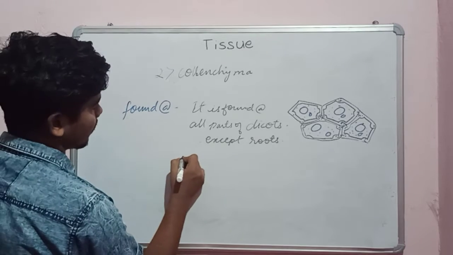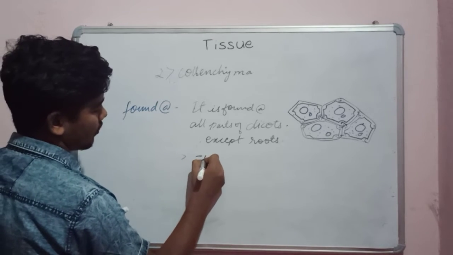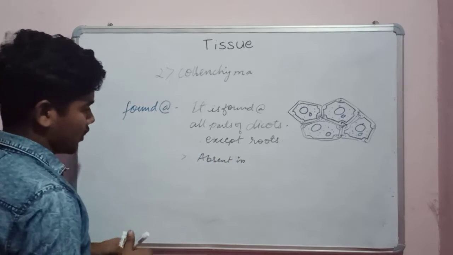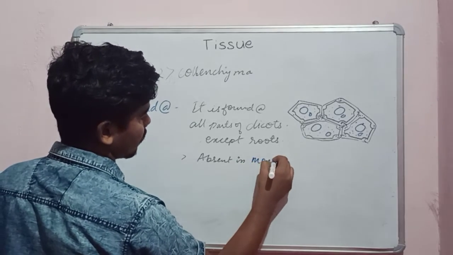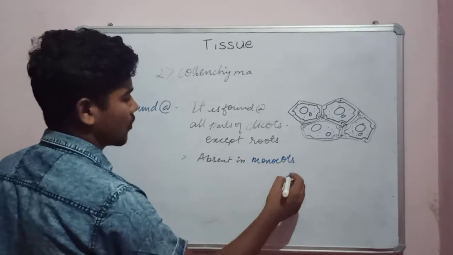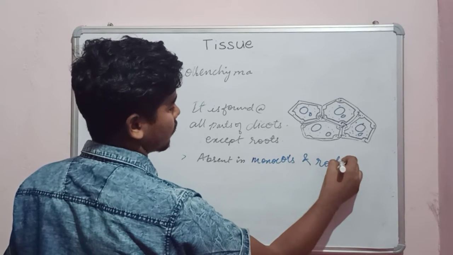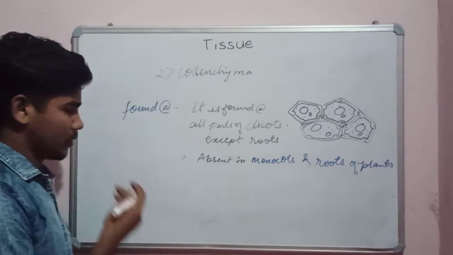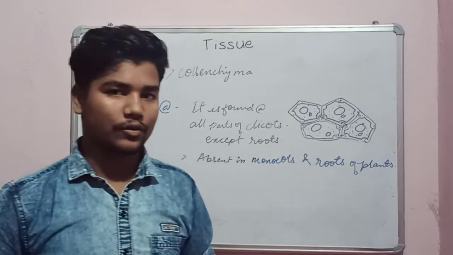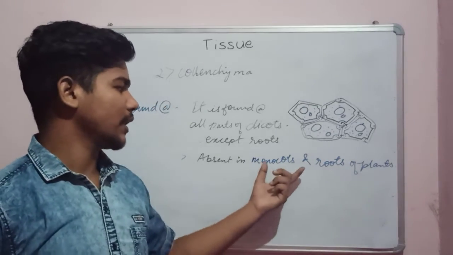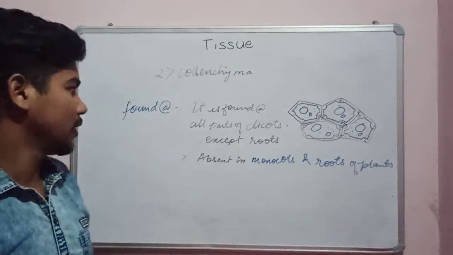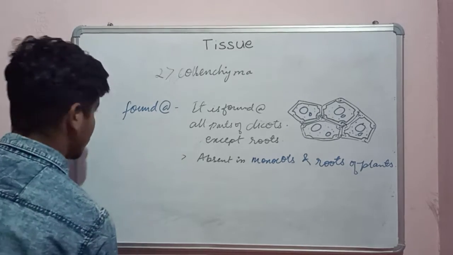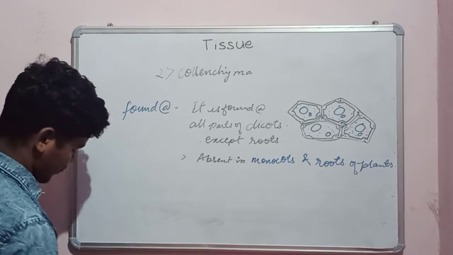So we can write another line. It is absent in monocots and in roots. Okay, so collenchyma tissue is absent in monocots and in the roots of the plant, either dicots or monocots. So let us talk about its function.